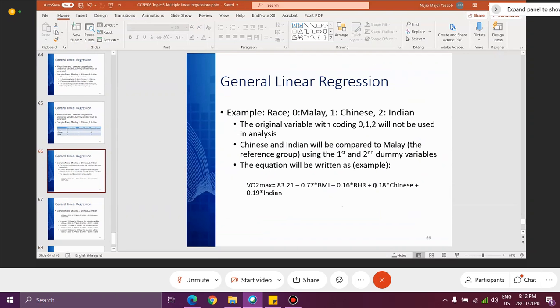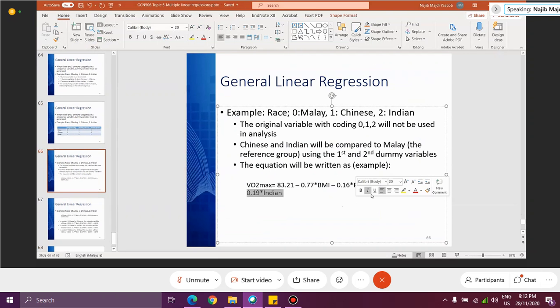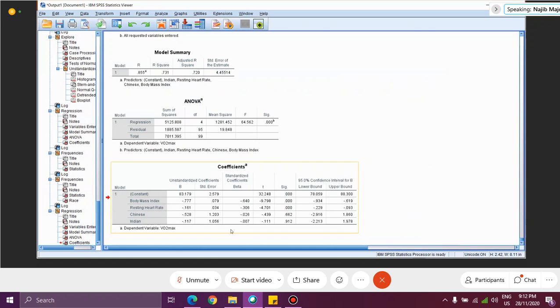If both variables are significant, for example, this is a hypothetical result, you include these two variables in your model. This is just hypothetical, not from this analysis. From this analysis, both groups compared to Malay are not significant.